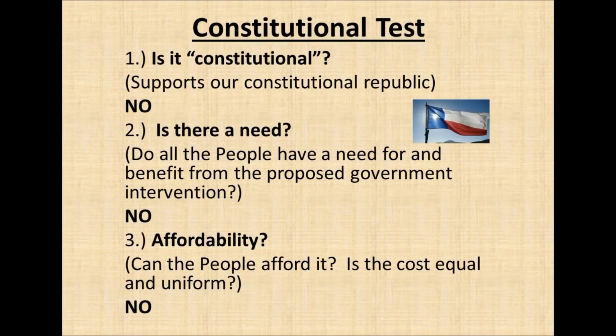Question 2. Is there a need? Do all the people have a need for and benefit from the proposed government intervention? The answer is no. Is it affordable? Can the people afford it? Is the cost equal and uniform? No. Not if purchasers and lenders are encouraged to repeat the behavior that contributed to the housing recession of 2007 through 2009. And Proposition 2 passed unanimously in both the House and the Senate.